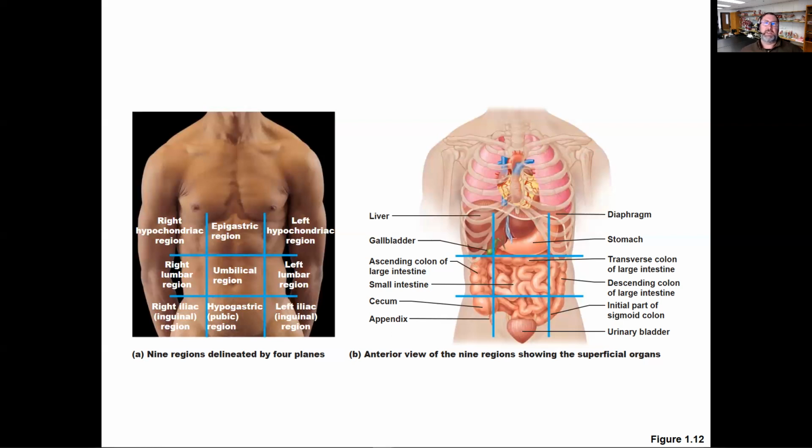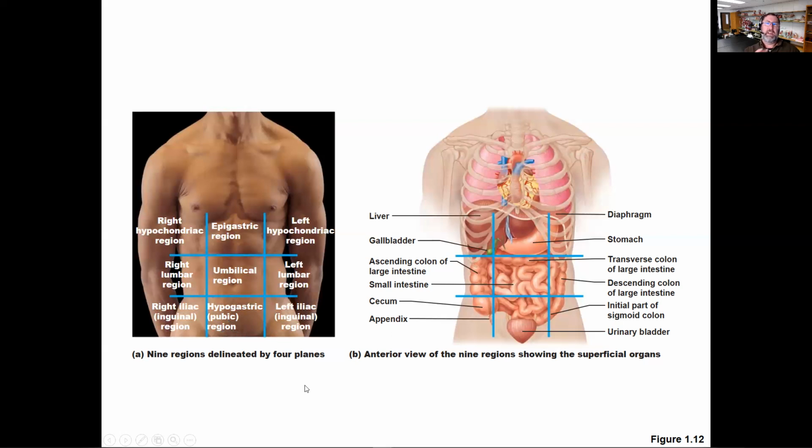The inguinal region is named by a ligament that goes from our iliac bone to our pubis. And so if you flex your femur, the crease that occurs in between your abdomen and your thigh is the inguinal region. It's where this inguinal ligament passes. And hypogastric, below the stomach, below digestion, or the pubic region.